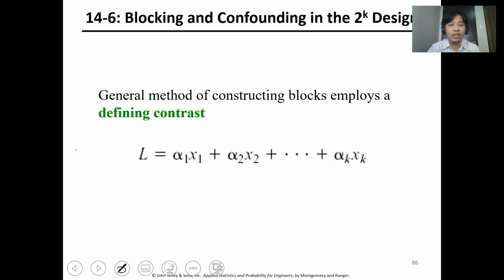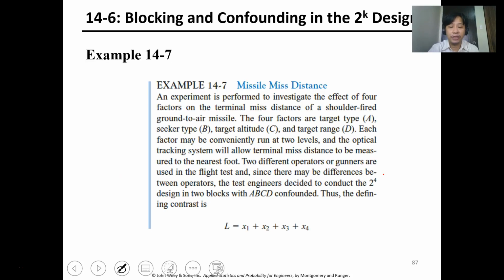So, the general method for constructing blocks employs a defining contrast. This is the formula: L, the contrast, is equal to alpha 1 x1 plus alpha 2 x2 up to alpha k xk. So how does it work? Let's have an example.